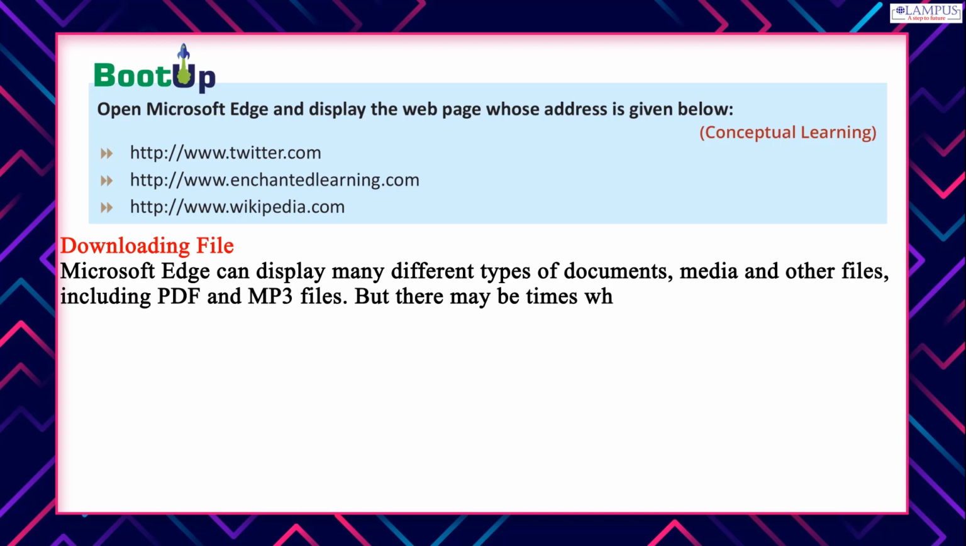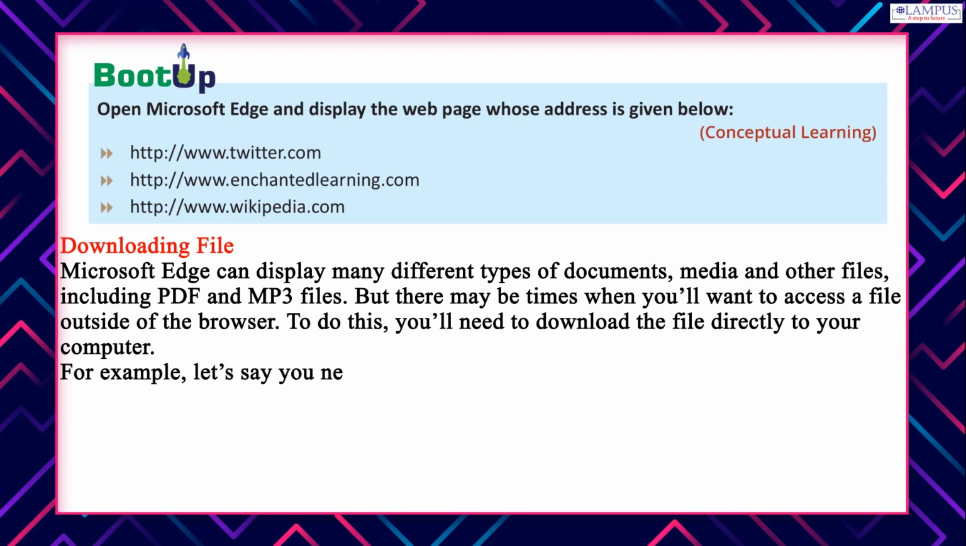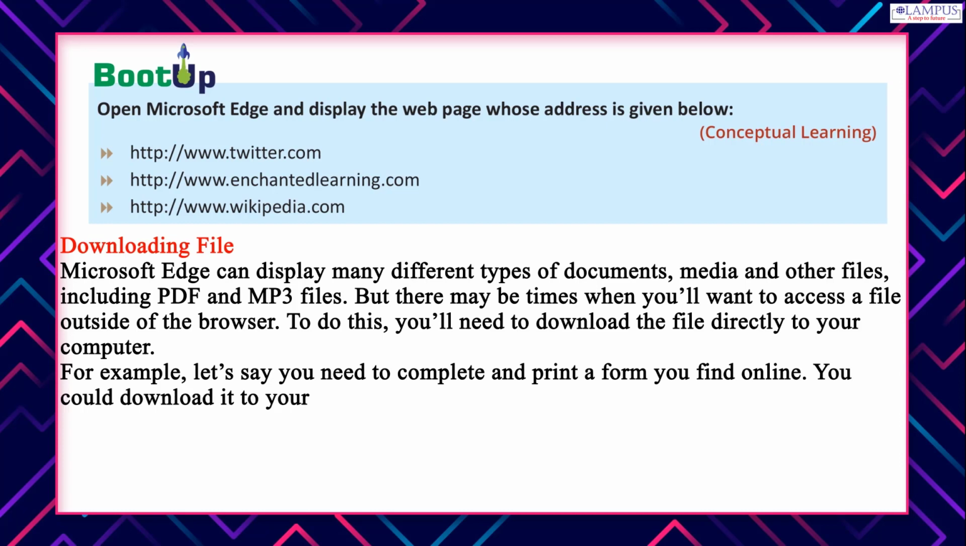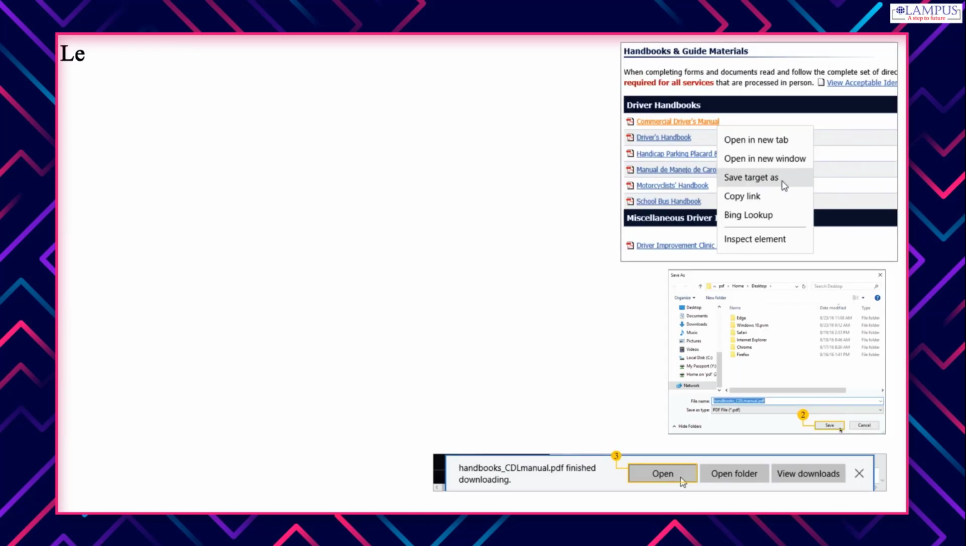But there may be times when you'll want to access a file outside of the browser. To do this, you'll need to download the file directly to your computer. For example, let's say you need to complete and print a form you find online. You could download it to your computer, then open it with the appropriate program, such as Microsoft Word, to edit it. Let us learn to download a file.